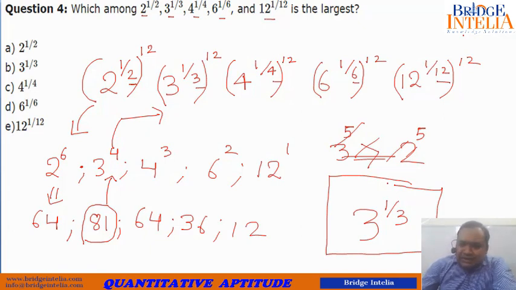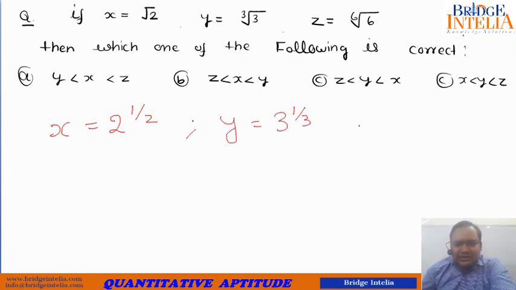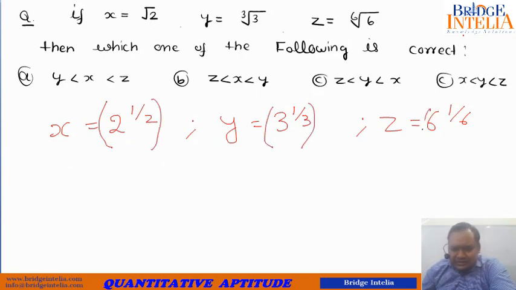So now let's take another example. It's almost the same question. x is 2 raised to the power half, y is 3 raised to the power 1 by 3 and z is 6 raised to the power 1 by 6, and now we have to compare them. Now you know what to do. You raise them to some power so that the fractional exponent is gotten rid of. So I can raise them to power 6. Why 6? Because the LCM of 2, 3 and 6 is 6 in fact.